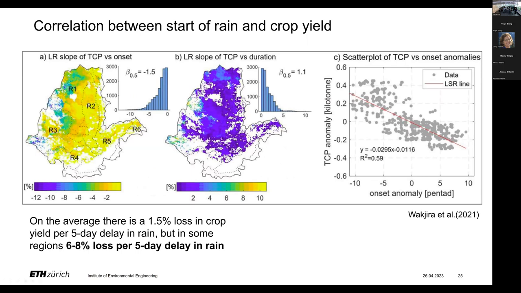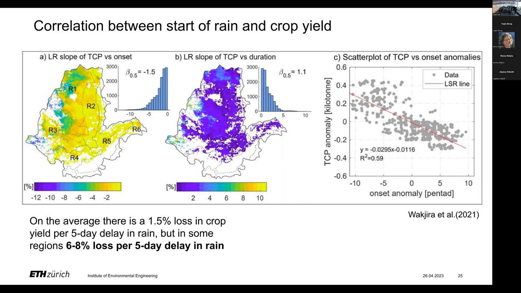So here you would have the anomaly in crop yield. Zero would be no anomaly. Positive would be higher yield than normal, an average year. And here would be the onset of the rainy season delay. So zero would be no delay. Positive numbers on the right would mean the rainy season started later, negative started earlier, and you see a very strong negative correlation here. There is a clear, this is rain-fed farming, right? The farmers wait for the rain to come. If it comes late, their crop yield that year will be low.